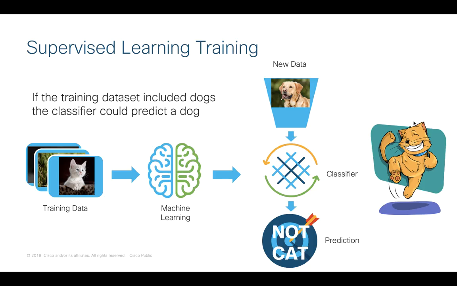If we had a training data set that included dogs, we could build a classifier that would also predict a dog. And that way we'd be able to, for example, feed it a significant amount of pictures, both cats and dogs, and for it to be able to classify the difference between them. And this really is the most important part of supervised learning.